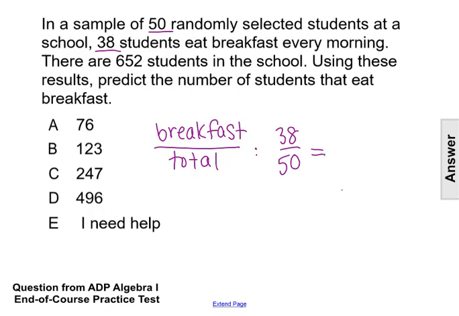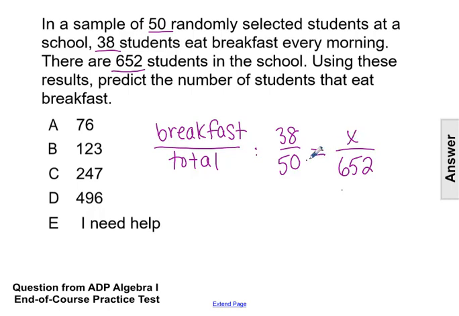Now we're going to set that equal to a new ratio where we have a new total amount of students. That would be the 652 students. So 652 is that new denominator. And then the unknown is we want to see out of those 652 students how many of them will eat breakfast. So that numerator is unknown. That's where our variable x will go. And now we've set up a proportion we can solve.